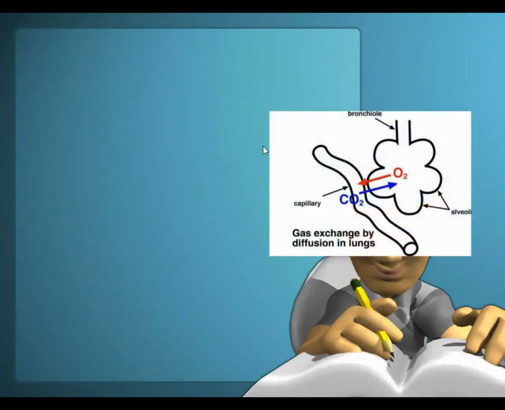This is an enlarged picture of what's happening at one alveolus, where you have oxygen going from the lung into your blood, and then carbon dioxide leaving your blood into your lungs so you can breathe it out and get rid of it.